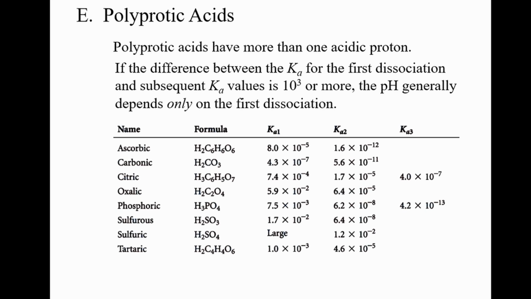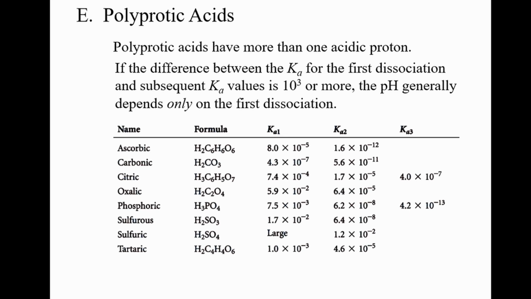Polyprotic acids. That means more than one proton can come off of it. So we have diprotic, triprotic. It says here if the difference between the Ka for the first dissociation and subsequent dissociation is 1,000 or more, we can treat it like a monoprotic acid and ignore the second one. That's what this says here. If the difference between Ka for the first dissociation and the subsequent Ka value is 10 to the third or more, the pH generally depends only on the first one.